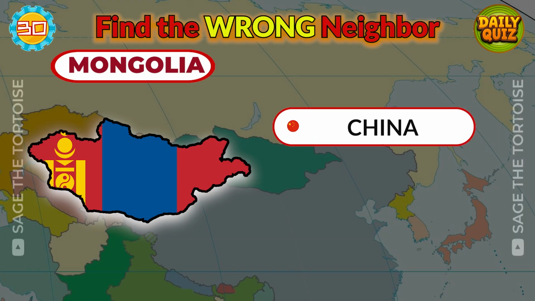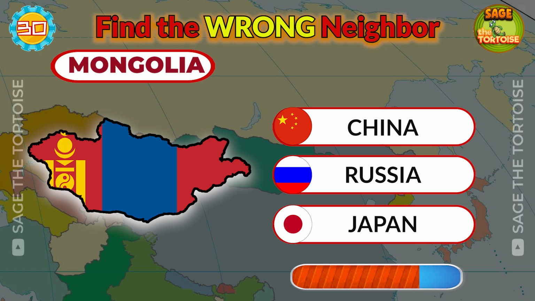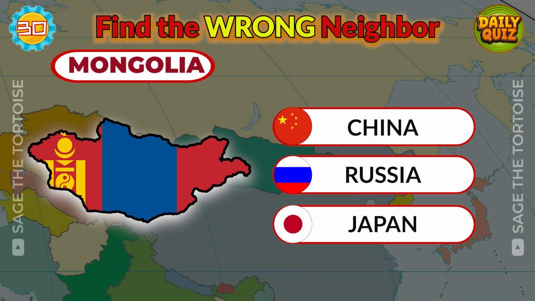Mongolia borders China, Russia, and Japan. Which one is wrong? The answer is Japan.